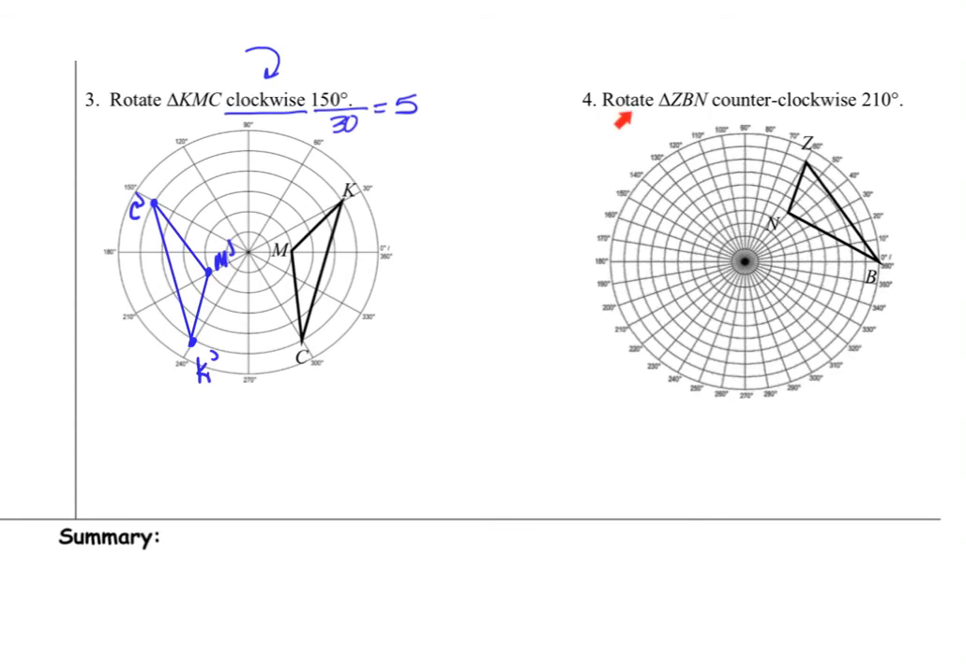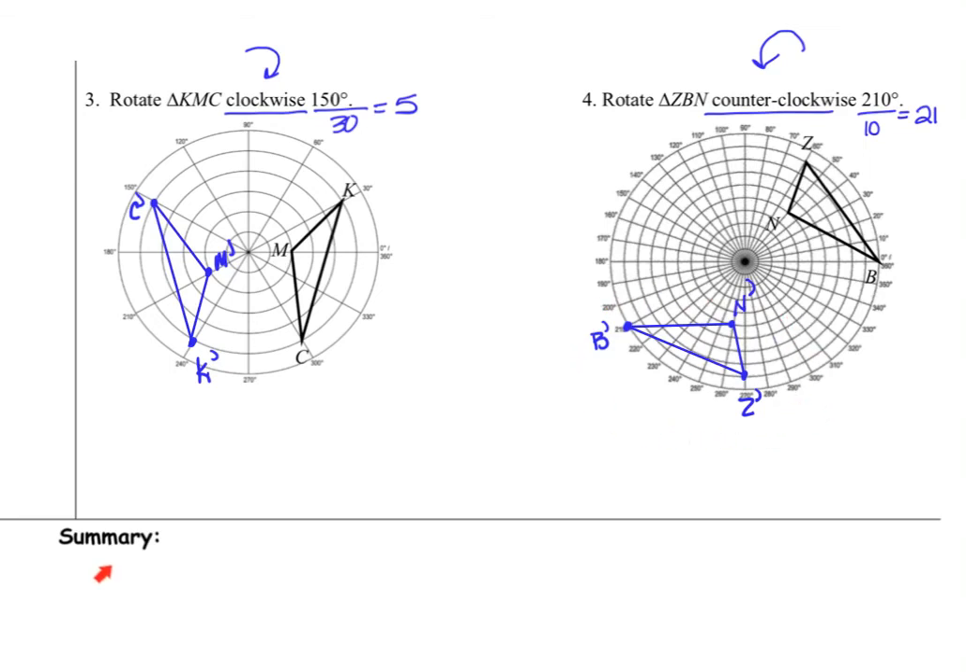Let's look at number 4. You're going to rotate triangle ZBN counterclockwise 210 degrees. So counterclockwise would be around to the left, and you want 210 degrees. So before we start, we need to figure out how many rotations that is by looking at the scale. So it looks like the scale goes by tens. How many rotations would that be? If you take 210 and you divide it by 10, that's going to be 21 rotations. So go ahead, pause the video, and rotate triangle ZBN. This is what the image should look like.